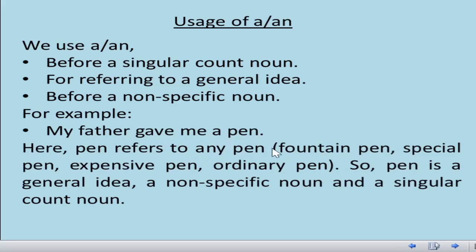Any pen, it may be a fountain pen, a special pen, an expensive pen, an ordinary pen. So here pen is a general idea, a non-specific noun. It is also a singular count noun, because pen is followed by a.